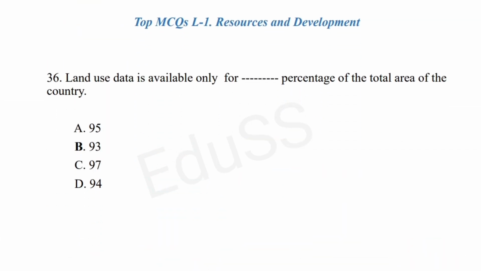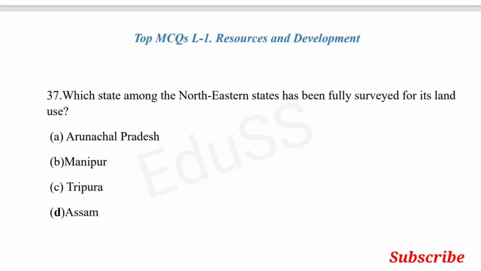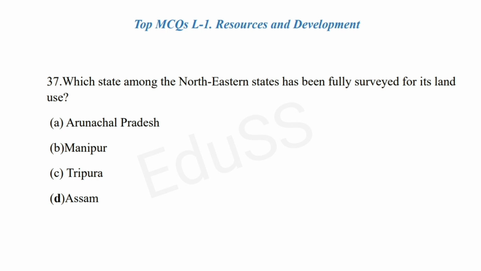Next, land use data is available for what percentage of the total area of the country? The correct option is 93%. For 7% of the area, the data is not available. Next, which state among the northeastern states has been fully surveyed for its land use? Out of the 7 states in the northeast, only for Assam the land use data is available.